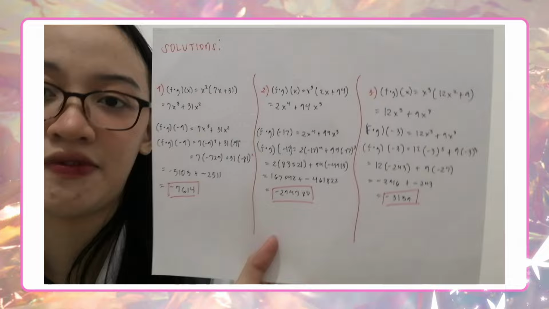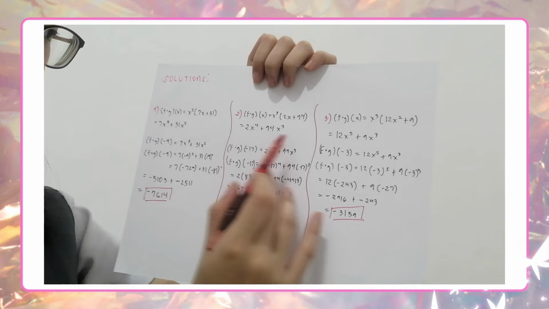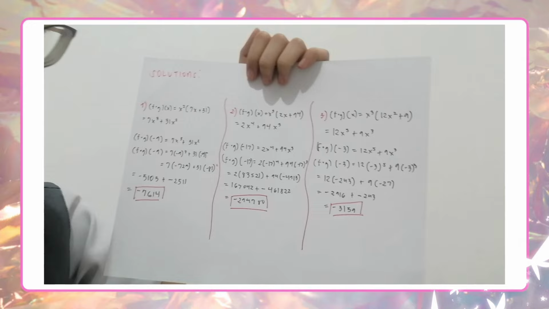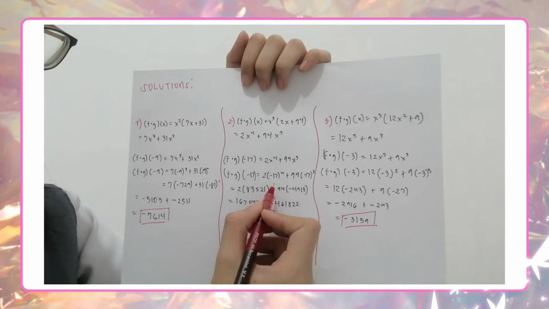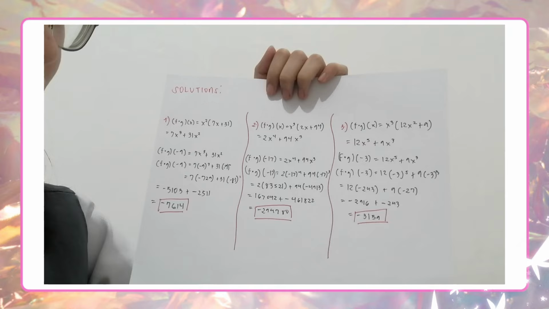So, the second given is this. The x here is 17. And then, this will be the given, we just substitute. So, 2x raised to 4 plus 94x cubed is equal to, so we substitute the x again. So, 2, then parenthesis negative 17 raised to 4 plus 94, then parenthesis again, negative 17 raised to 3.